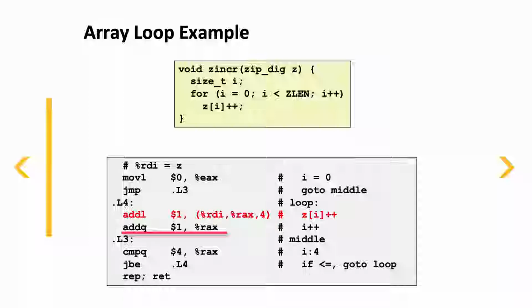Then the second add, we're going to add 1 to RAX. That's incrementing our loop counter. We fall through L3, we compare again. If it's below or equal, we go back up to L4, and we just loop through until the index is 5, right? Until the index is not below or equal.